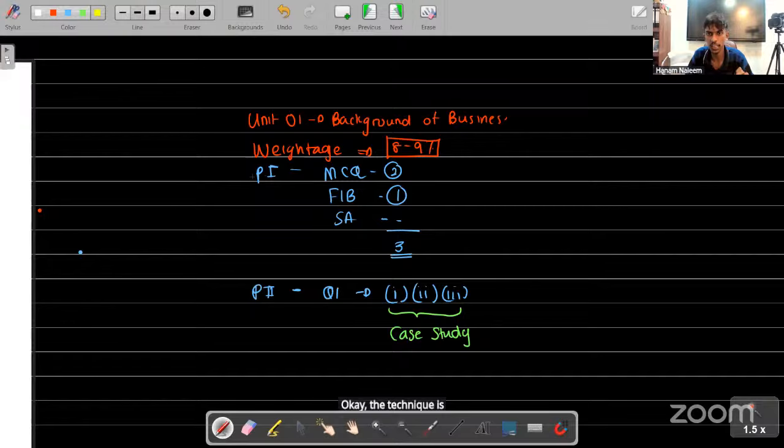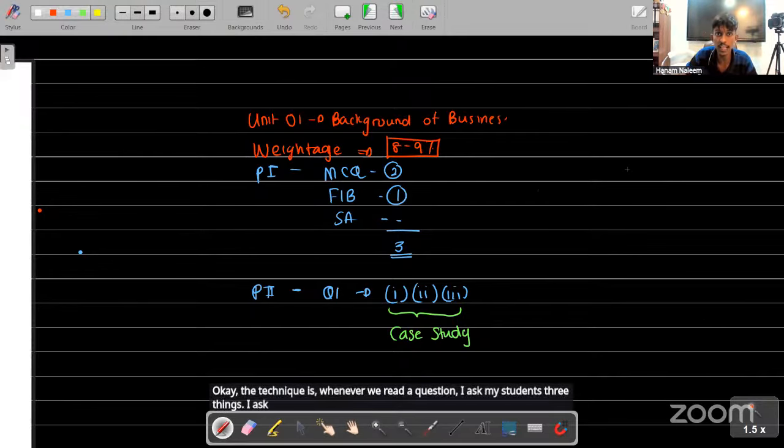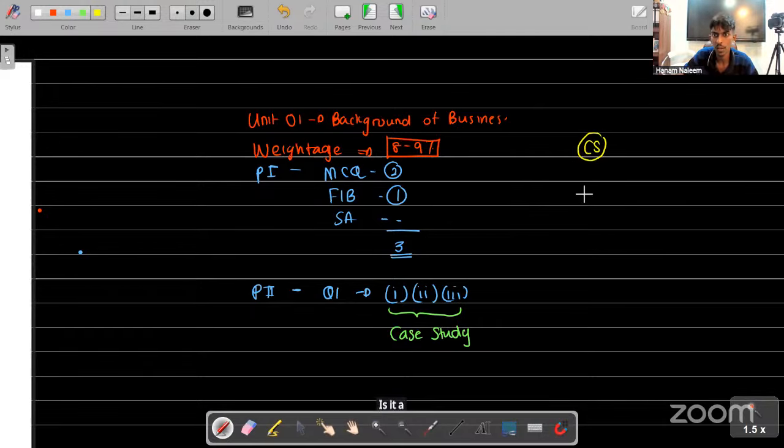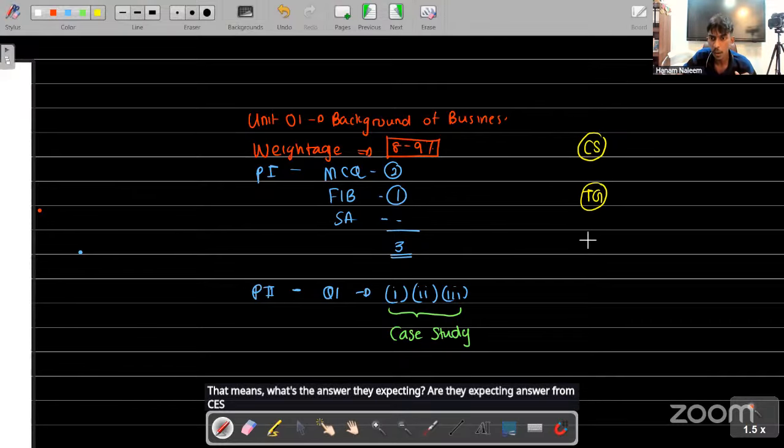Whenever we read a question, I ask my students three things. I ask them whether it is, see the acronym I'm writing up, is it a CS question or is it a TG question? That means what's the answer they're expecting? Are they expecting an answer from CS or TG or P or we say PA?